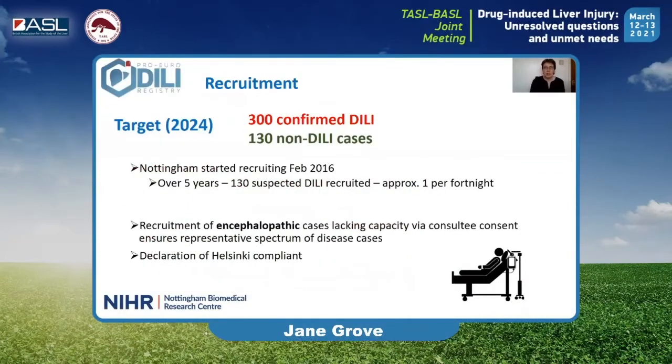Our recruitment target is to have 300 cases of confirmed DILI and 130 non-DILI cases by April 2024. In Nottingham, we opened recruitment in February 2016 and now have 130 enrolled, so it's around 2 cases per month. This includes a full spectrum of disease severity as we have approval for consent by consultee where cases lack capacity.